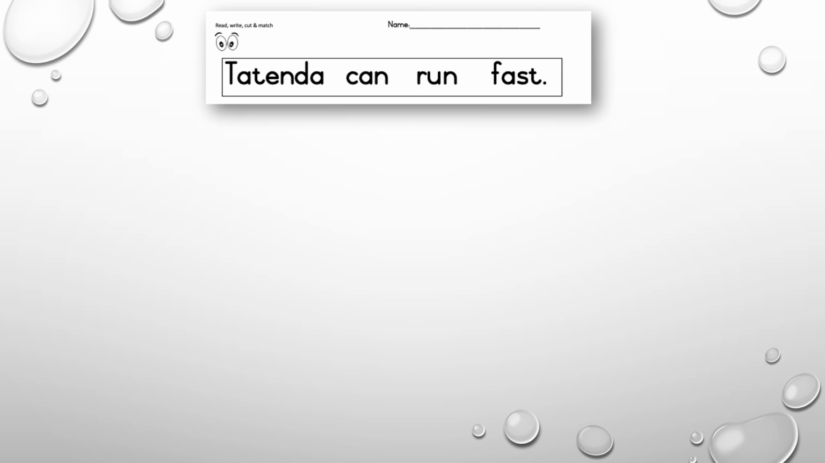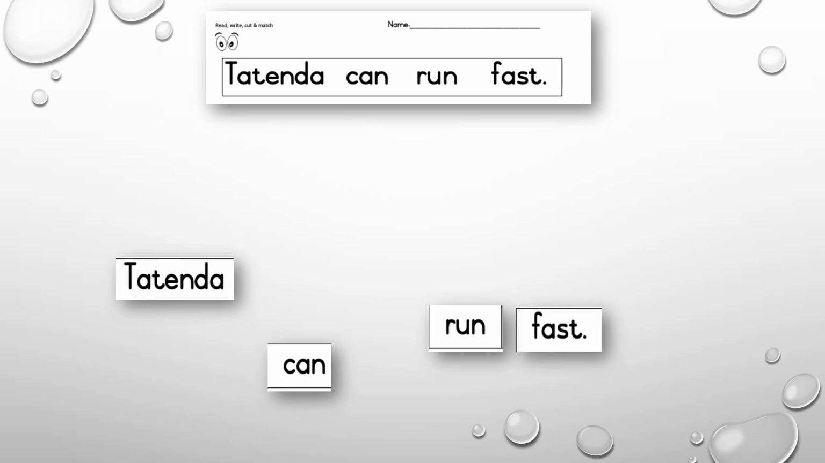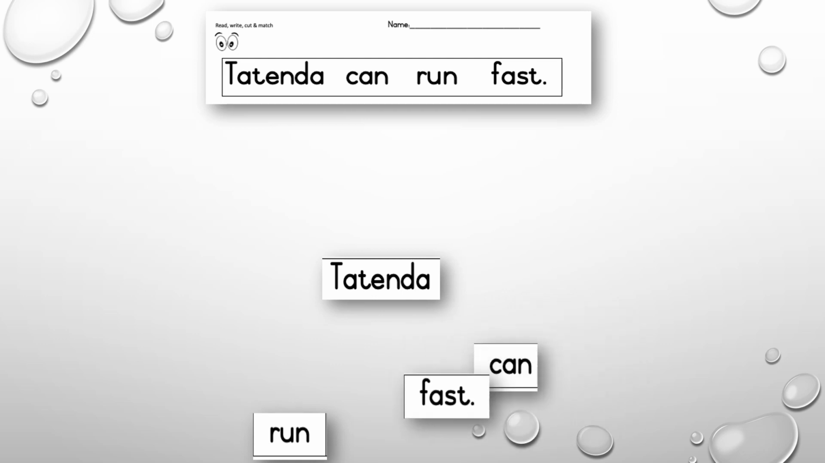Then we have to cut up all the pieces. So there's Tatenda, can, run, fast. But obviously it's still a bit in the order, so we'd want to jumble them up a little bit, make sure they're not in the order. And then you say to your student, please, it's like a dictation, please write Tatenda can run fast. And they can take it and put it on. That is like matching. So it isn't totally testing them, but the audible is going in. Tatenda can run fast.